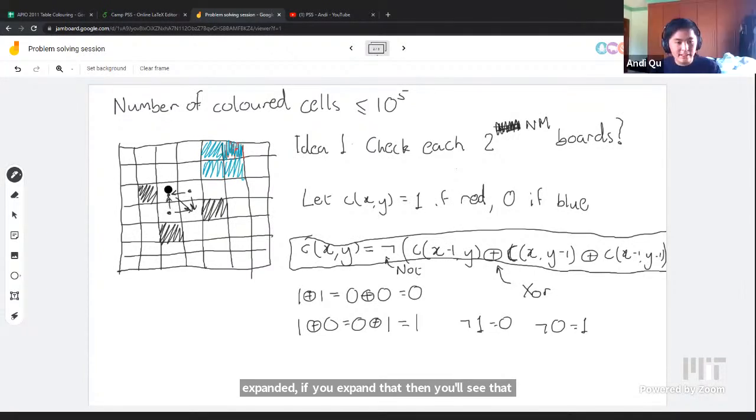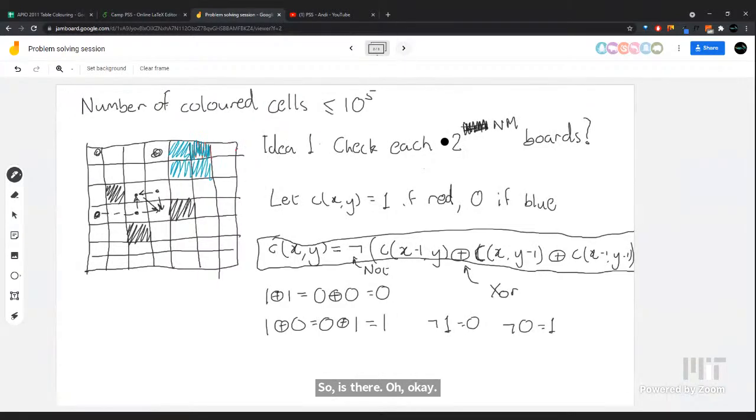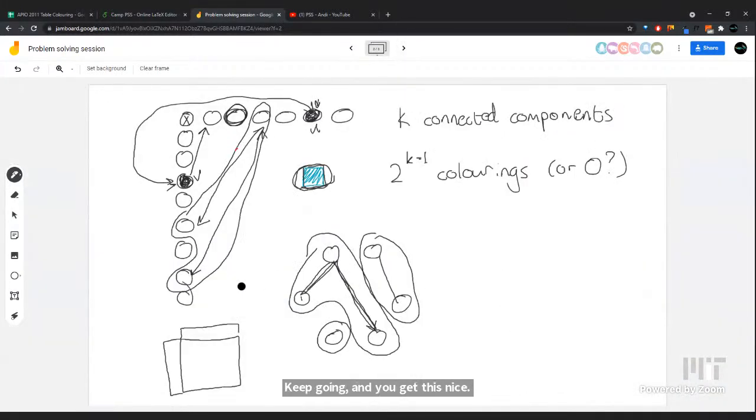Things cancel out, resolved by itself is 0. Okay, got it. So eventually you keep going and you get this and this and this. So yeah, basically you do that and you get it's either 2 to the power of k minus 1 or 0. And to check whether or not it's 0, you basically have a bunch of things.